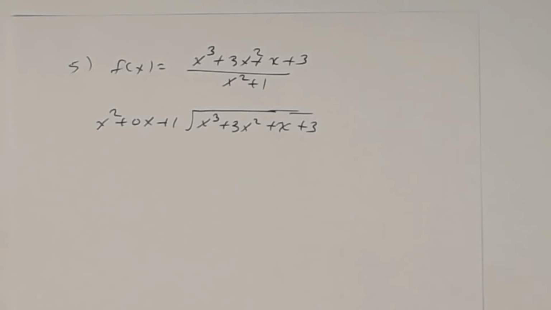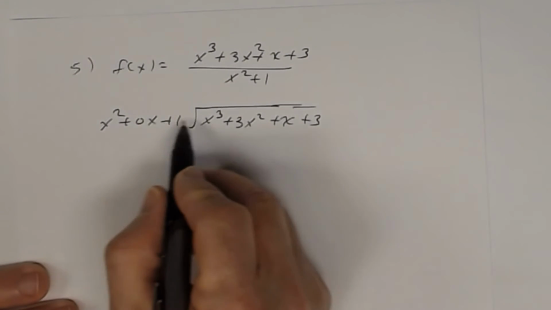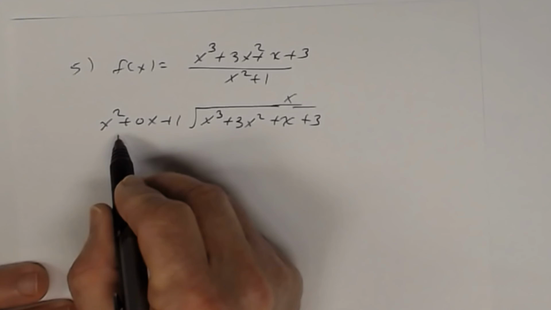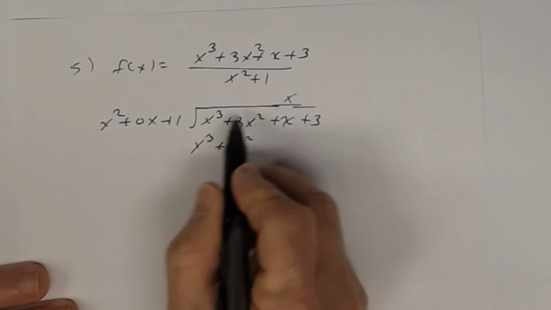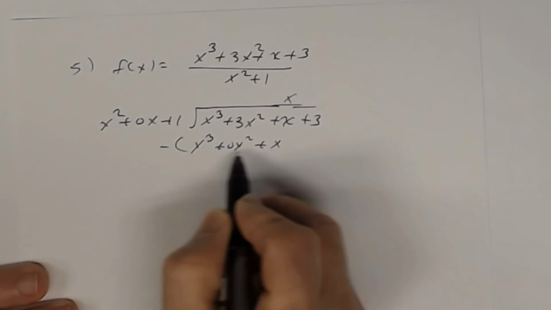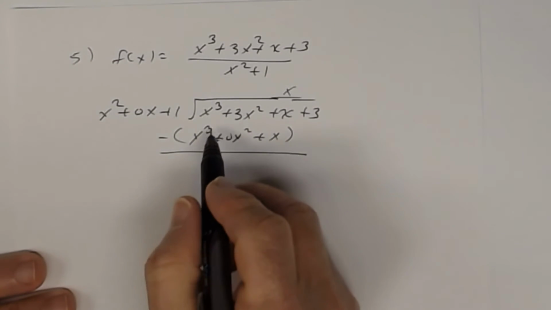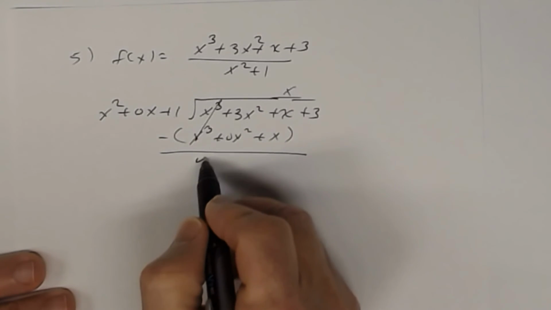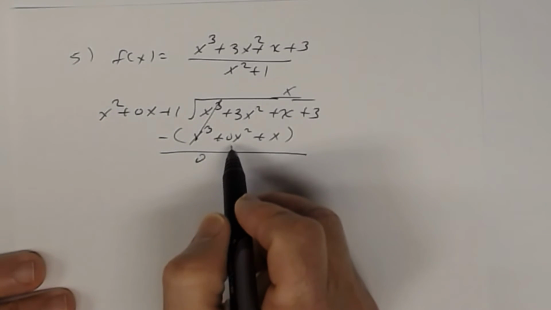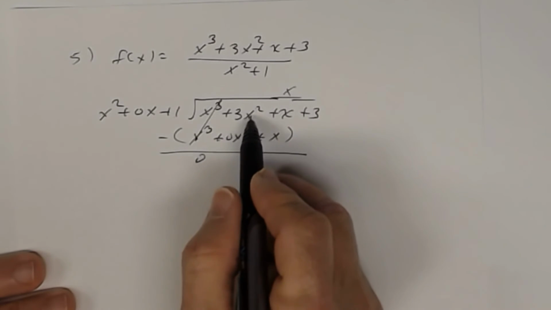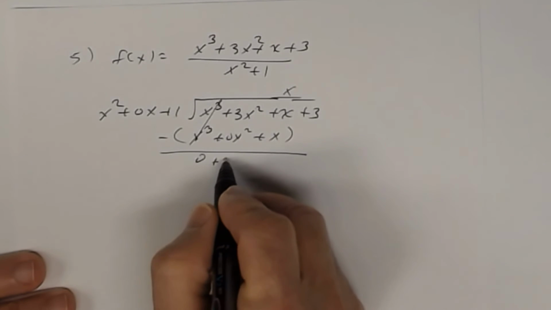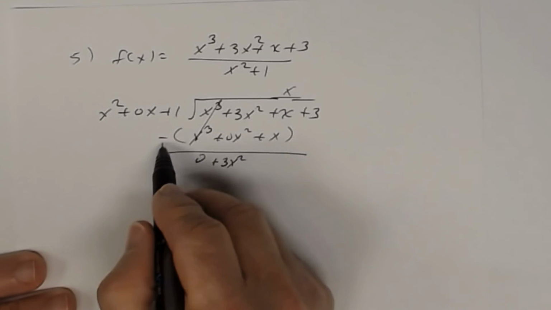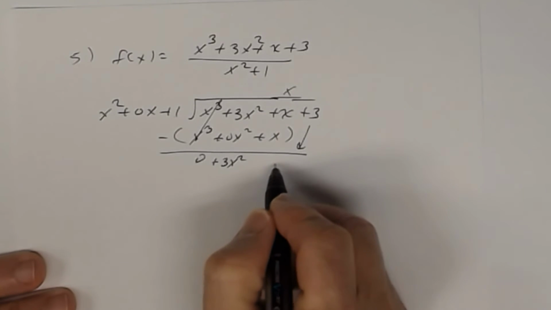And so when I do that long division, I'm going to get x squared into x cubed is x. X times x squared is x cubed. X times 0x is 0x squared. X times 1 is x. And then I subtract. Notice what happens when I subtract. X cubed minus x cubed is 0. 3x squared minus 0x squared is 3x squared, right? And then x minus x is 0. And then bring down the 3.